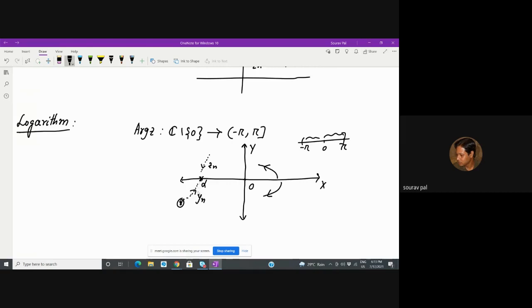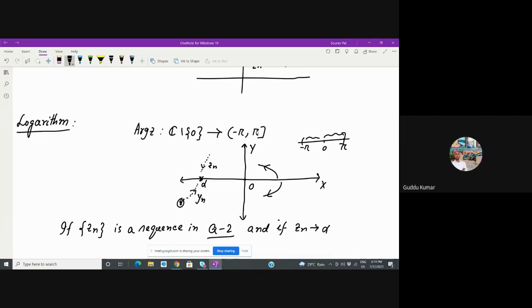Because the argument tends where? If Zn is a sequence in Q2, this is quadrant 2, and if Zn converges to alpha, what is the argument of alpha? Can you please tell me what is the argument of any point lying on the negative half? You just look at the definition. What should it be? Minus pi or pi? Pi. It is pi. It is not minus pi. Minus pi is excluded. This is the reason minus pi is excluded.